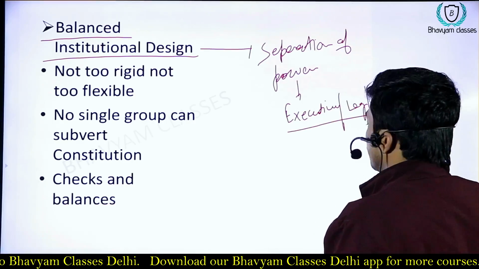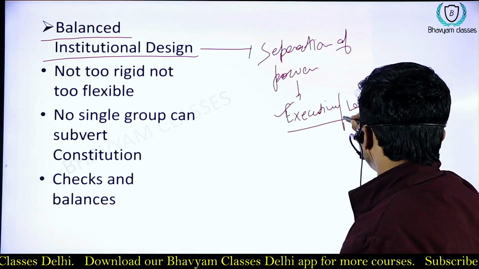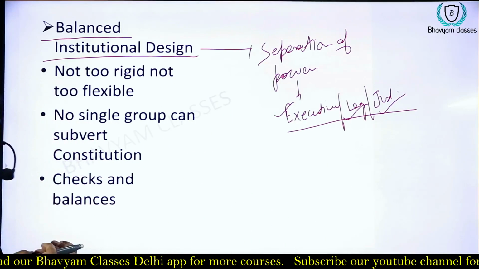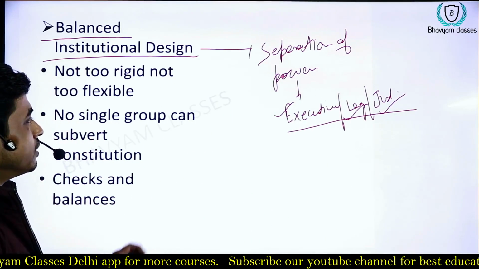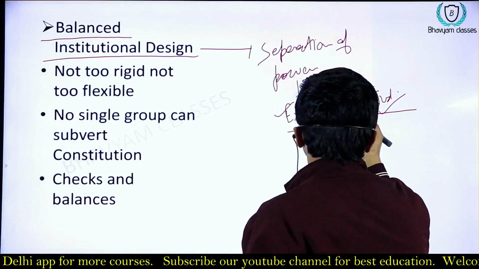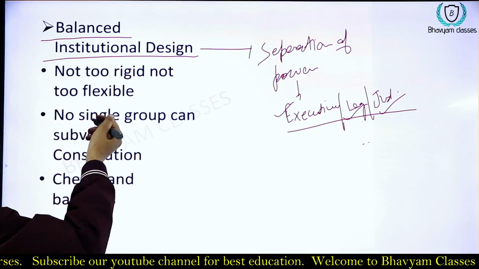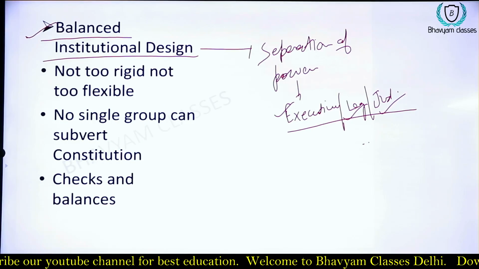So all the executive, legislative and judiciary should not have all the power. All the power should not be concentrated in one hand. The power should be divided between executive, legislative and judiciary. That makes a constitution effective, that there should be a balanced institutional design.